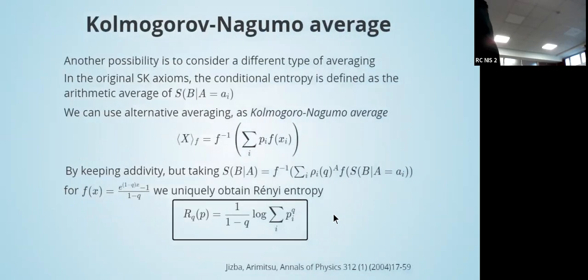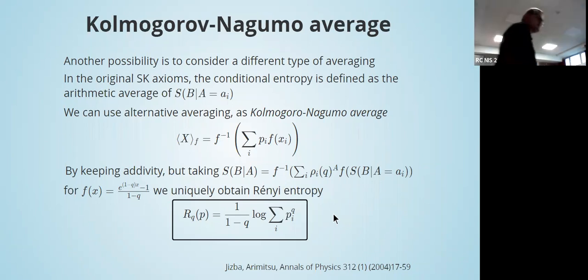Good. So the other option was to determine a different averaging in the original Shannon-Khinchin axioms. Basically, the conditional entropy is defined as the regular arithmetic mean: the probability distribution times the conditional entropy given a particular event in the other set. Here, one can define an alternative averaging, which is called Kolmogorov-Nagumo average. This is useful in many situations.